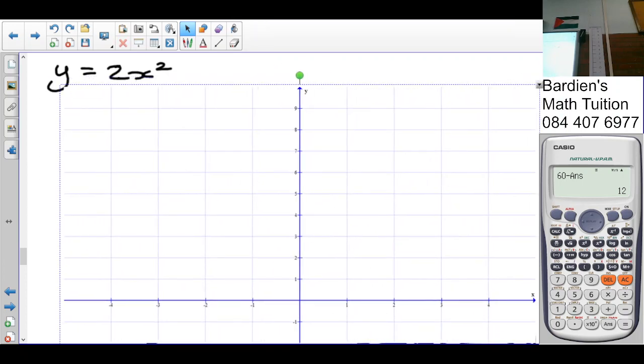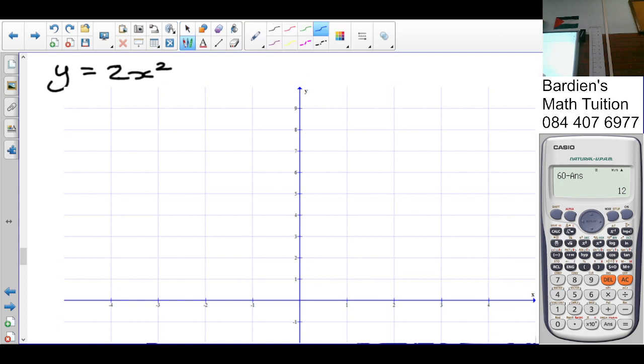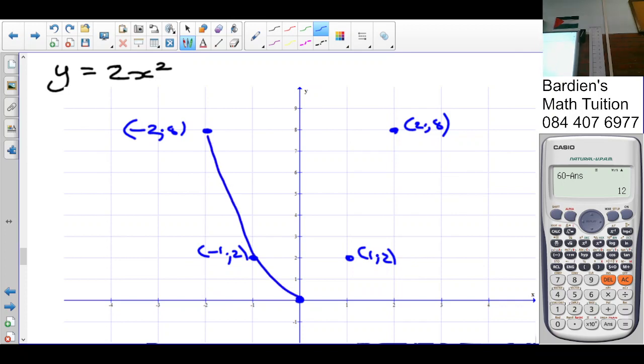Okay. So when you substituted negative 2, you got 8 out, not so? From your table, negative 2 gave you 8. Not so? 1 gives you 2. Am I right? Negative 1 and 2. 0 and 0. 1 and 2. 2 and 8. Okay, and you must get more points in this. No? From the turning point, we draw. And there we go.